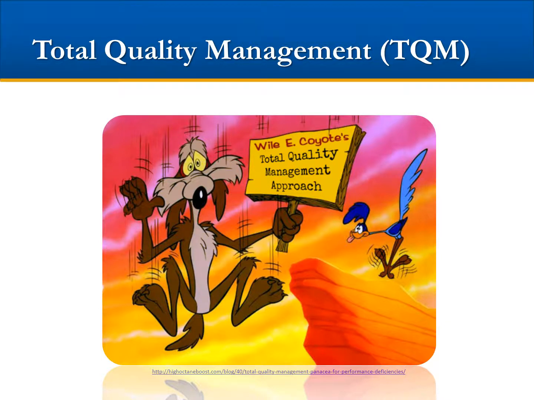To be a TQM company, they must be customer-focused, have total employee involvement, be process-centered, be focused on continual improvement, have fact-based decision-making and communications, have an integrated system, and have a strategic and systematic approach.